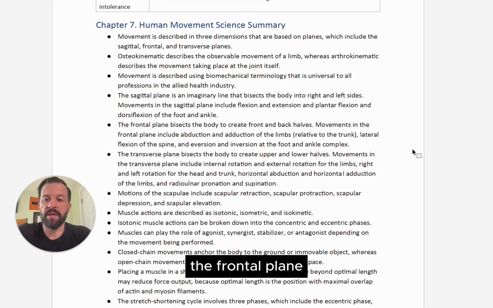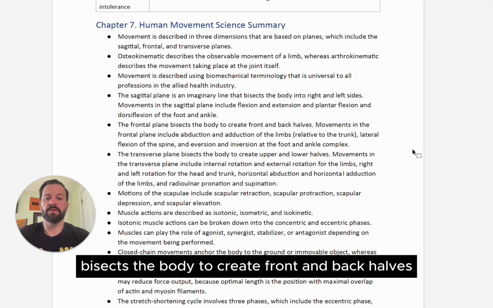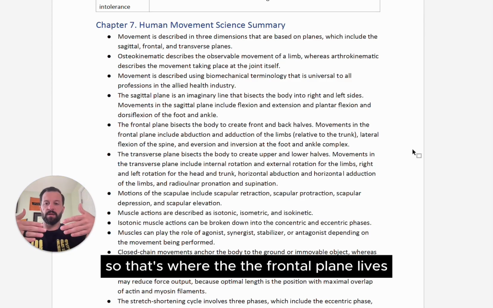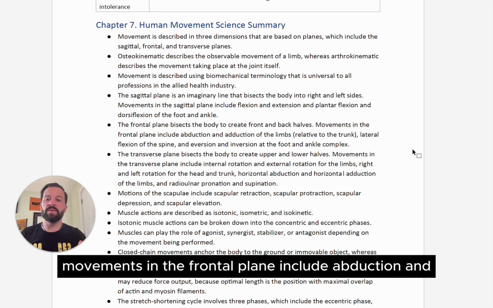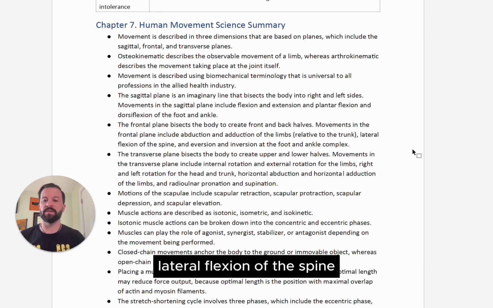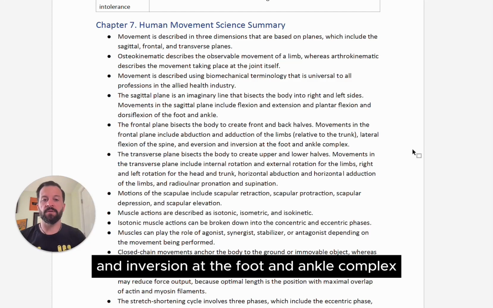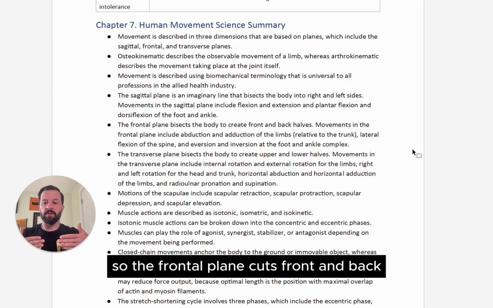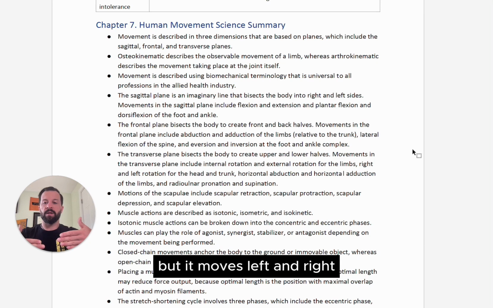The frontal plane bisects the body to create front and back halves. So that's where the frontal plane lives. Movements in the frontal plane include abduction and adduction of the limbs relative to the trunk, lateral flexion of the spine, and then eversion and inversion at the foot and ankle complex. So the frontal plane cuts front and back, but it moves left and right.